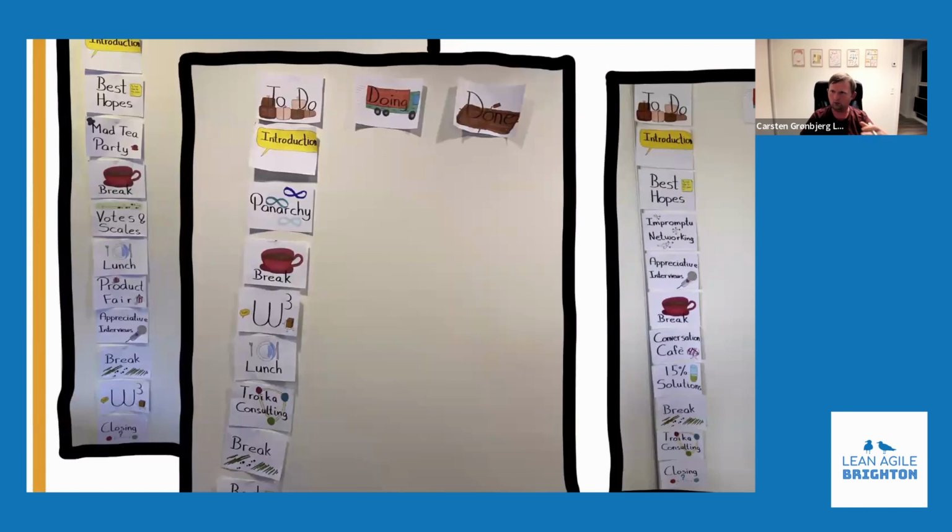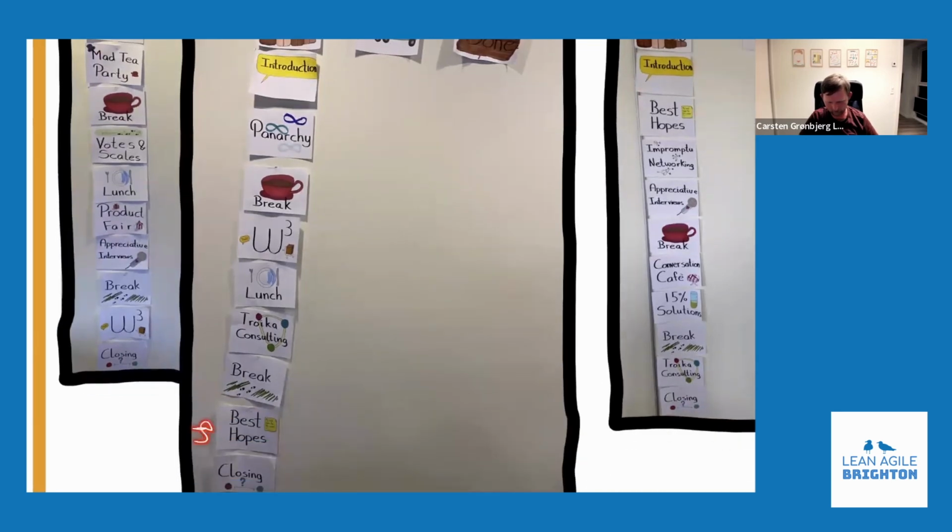So what happened? What did we observe? Why is that important to me? And then what can we do? And then on the second day, we did some panarchy, which is life cycles. What are we spending effort on? For instance, on the individual, on the team, on the organizational level, or other levels like that. Then we debriefed that. Then we did a Troika Consulting, and then we revisited the best hopes, and then some closing.